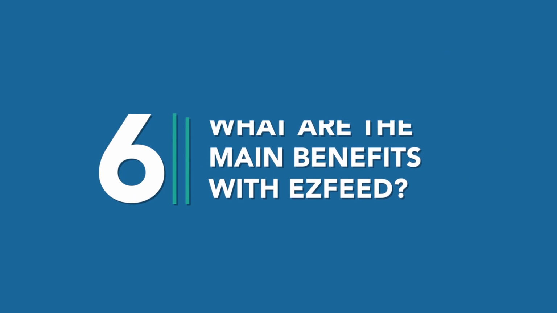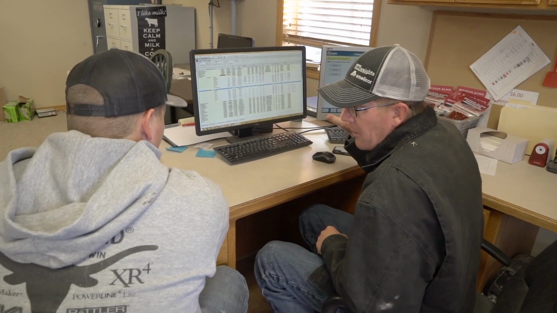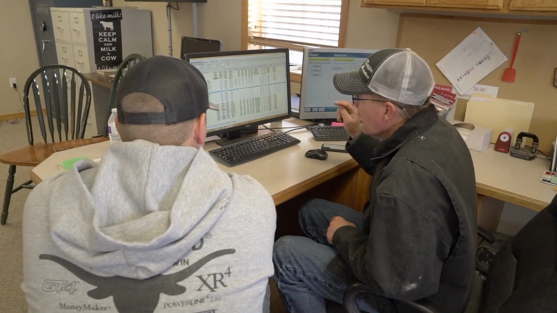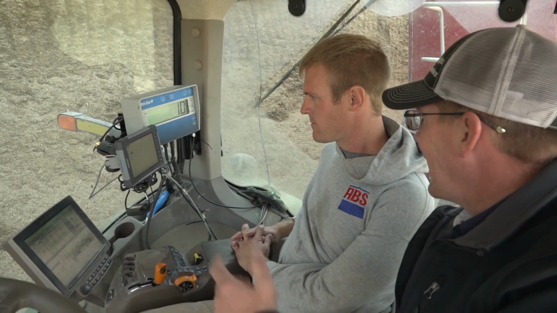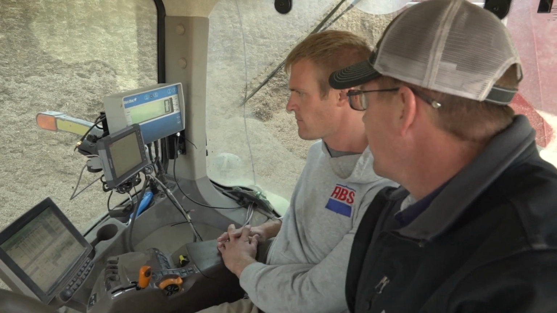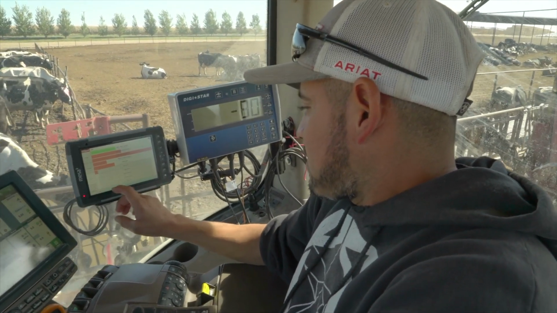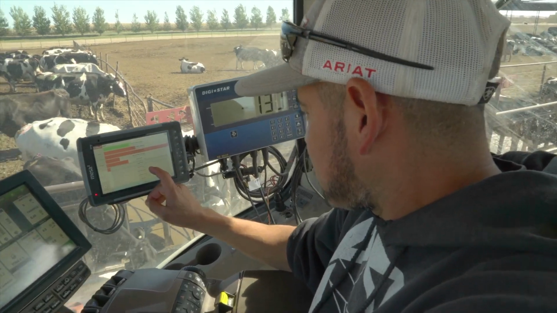Number 6, what are the main benefits of the EZfeed software? For starters, it is very easy to learn and to use. It's one of those programs that has a lot of functionality, which makes it very powerful, but it's easy to get up and get going. Another thing is that it's great for owners and managers because it's easy to track if your feeders are doing it right. And for feeders, it helps them improve because they can get immediate feedback.